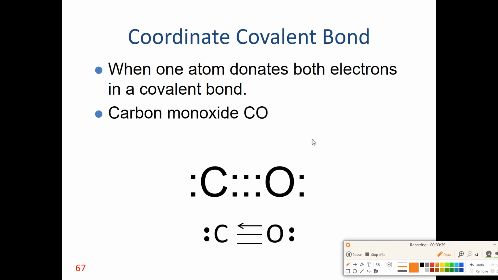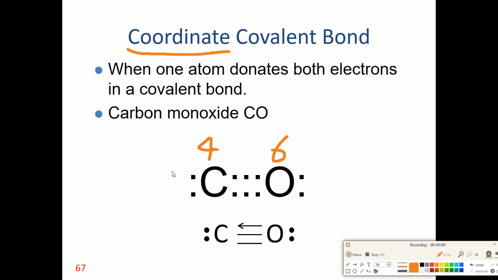There's another covalent bond called a coordinate covalent bond. What does that mean? Use carbon monoxide, which we've been talking about. Remember, carbon has 4 valence electrons. Oxygen has 6 valence electrons.